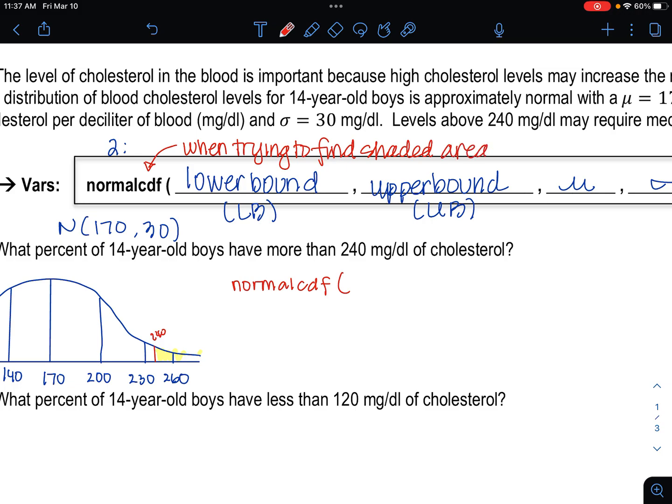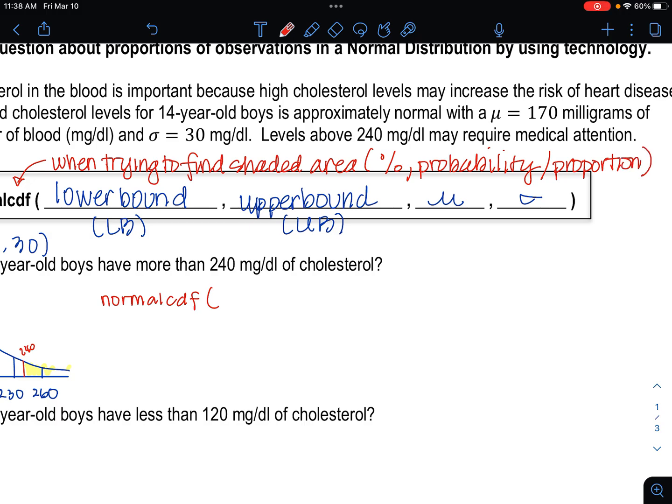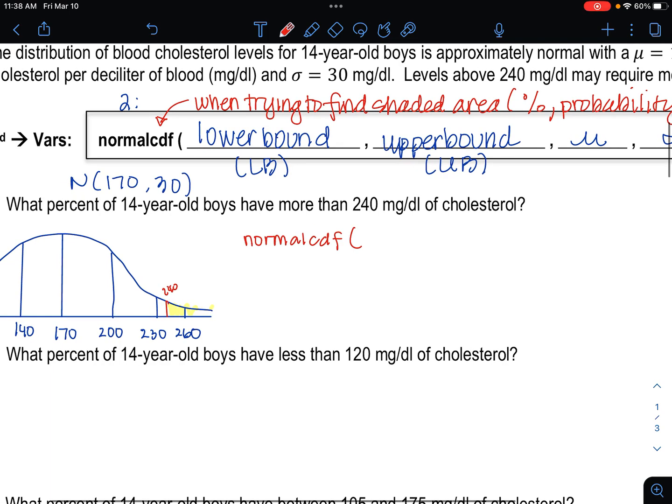And a lot of times the questions are posed as what's the percentage, or what's the probability, or what proportion of students, people, whatever is being talked about. So when you see those words, we're going to use normal CDF, okay? All right, so we want our lower bound first. This is our lower bound, which is 240. Our upper bound goes forever. So forever is infinity, right?